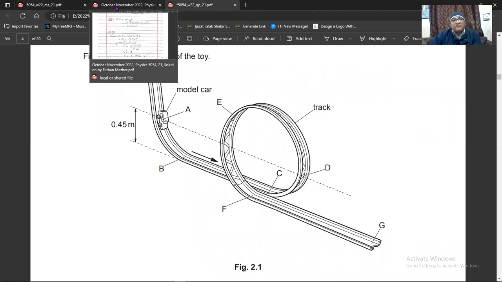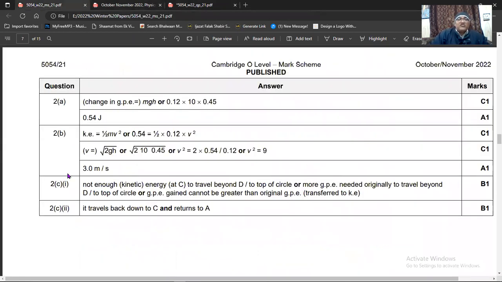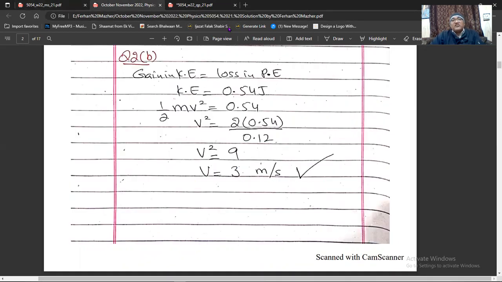And so this is the basic idea on which this solution will be done. The gain in the kinetic energy will be equal to the loss in the potential energy. So the kinetic energy will be equal to 0.54 joules. Kinetic energy is 1 by 2 mv square. So that is equal to 0.54. And v square will be equal to 2 multiplied by 0.54 divided by 0.12. And so v square will be equal to 9 and v will be equal to 3 meter per second. So the velocity will be 3 meter per second. So our answer is right. This is the solution.